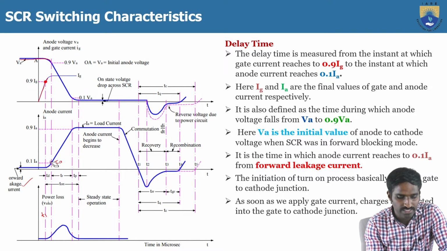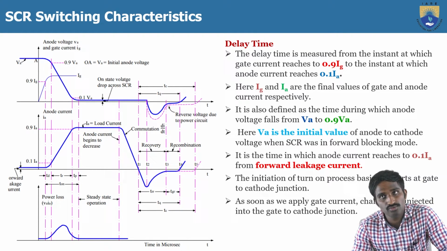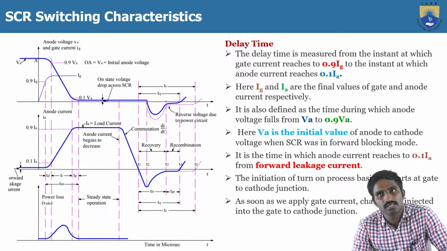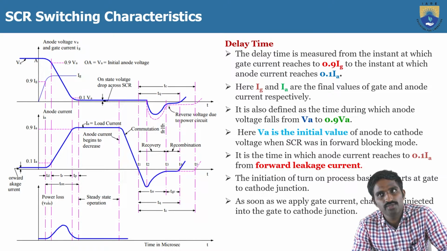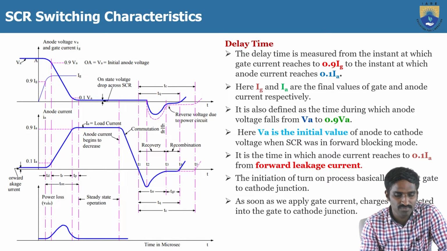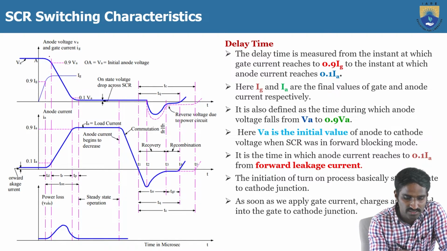Here the delay time that I have indicated with TD can also be defined based on the anode voltage VA. It is also defined as the time during which the anode voltage falls from VA to 0.9 VA. Because at this instant it is VA, and at this instant it is 0.9 VA.